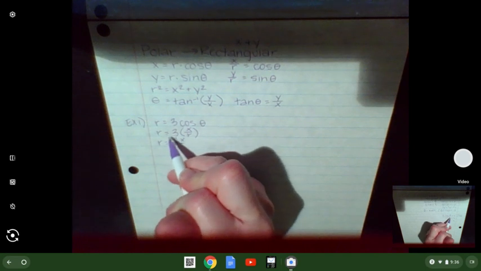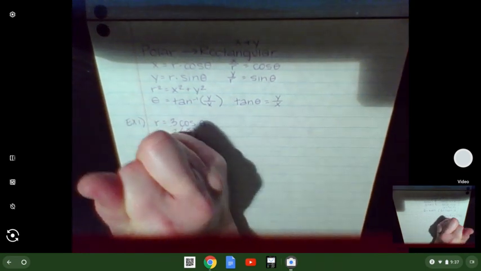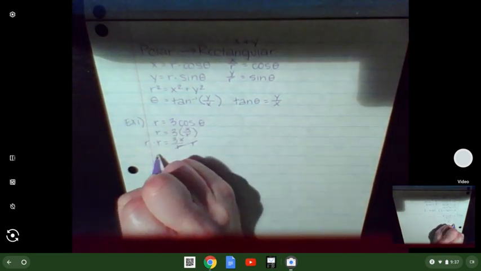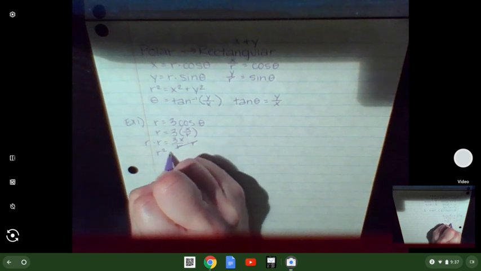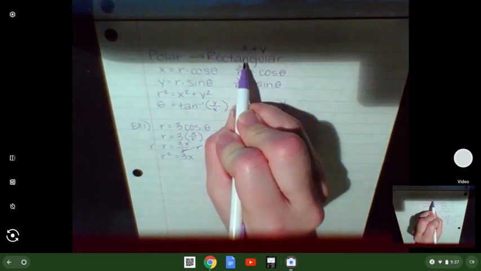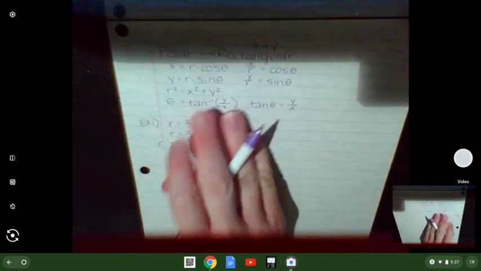Okay, well, most of you would say we don't like fractions, so how do we get rid of that fraction? I'm going to multiply by the denominator on both sides. R times R is going to cancel. That leaves us with R squared is equal to 3x. Again, is that rectangular yet? Answer, no. I still have an R. But take a look at how that R is expressed now.